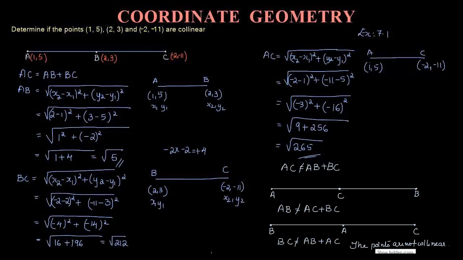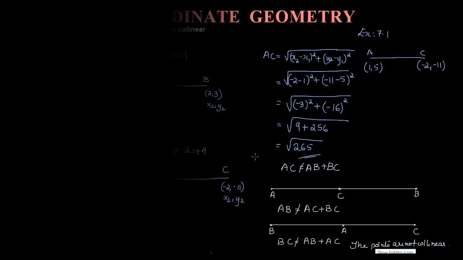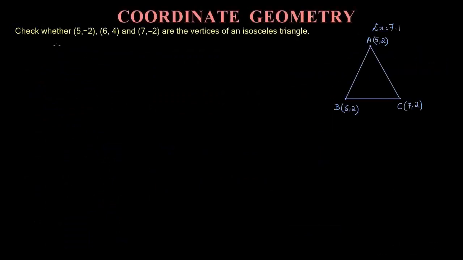So this is how you will find whether the points are collinear or not. So let us now solve the fourth problem of exercise 7.1. The problem says check whether these 3 points are the vertices of an isosceles triangle. So we need to check if the 3 points are forming an isosceles triangle or not. What do you mean by vertices? It is the plural form of vertex. So what is a vertex? It is a point.